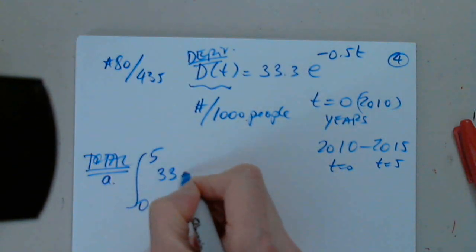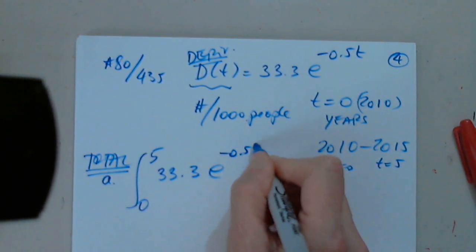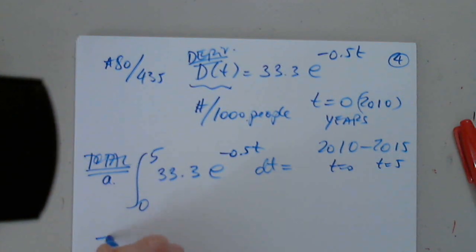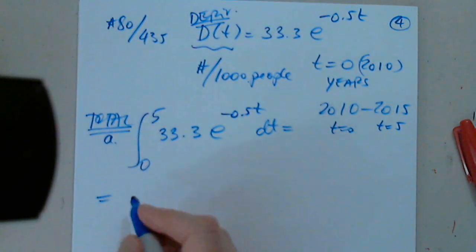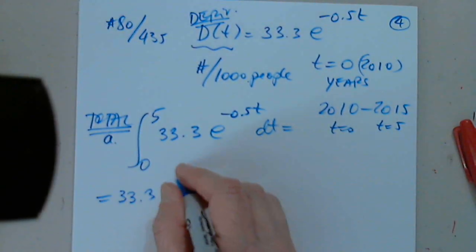From 33.3 e to negative 0.5 t dt. Perfect. Awesome. Thank you so much. The constant is waiting patiently outside.